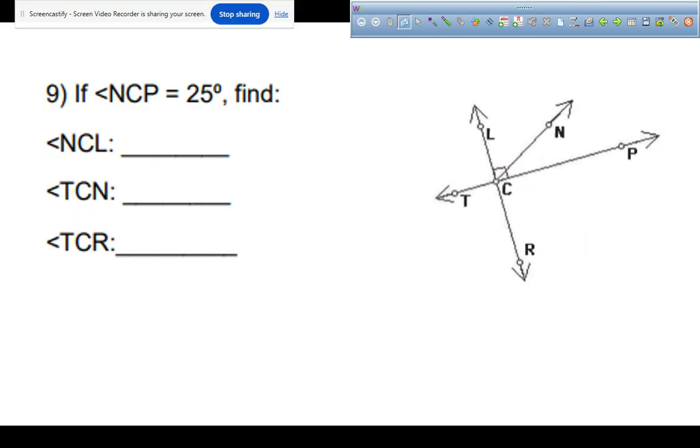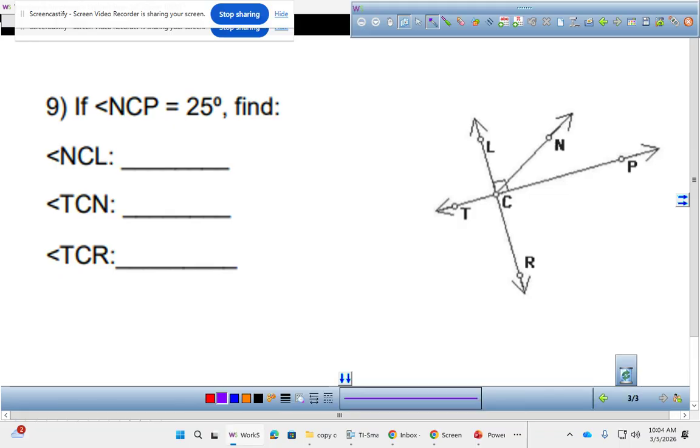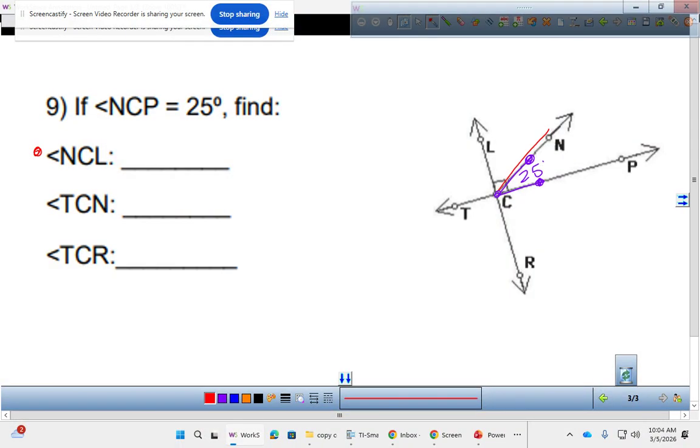All right, so this one says that we have NCP. So this angle here is 25 degrees. They want us to find NCL. I know that the purple and the red angle are what's called complementary because they make that 90-degree box. So I can do 90 minus 25 to figure out what the remaining part of that angle is. So that would be 65 degrees.